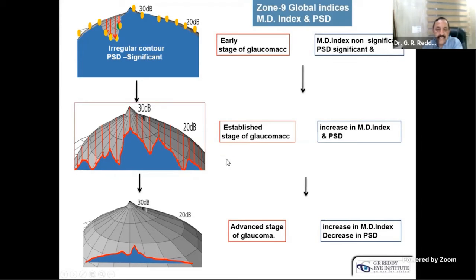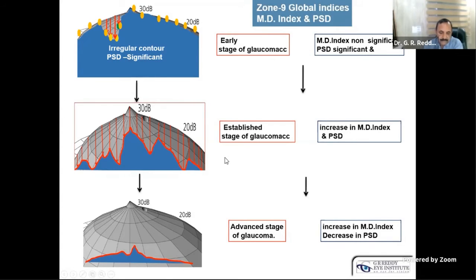So from this, you should understand that the PSD is not an index to tell the severity of glaucoma or depth of the glaucoma. Depth of the field defect is known from the mean deviation index, and the PSD will tell about irregularity.